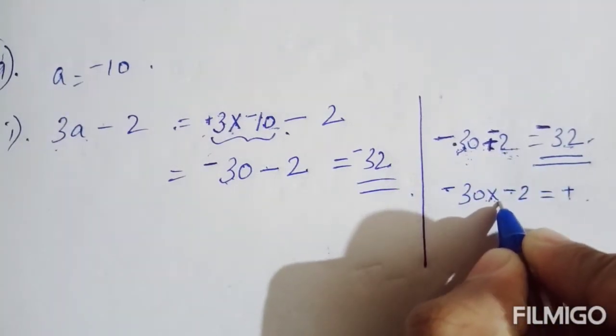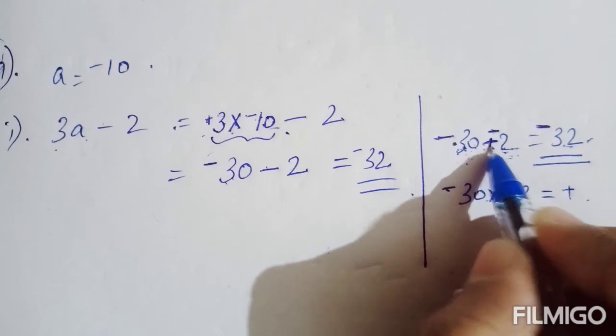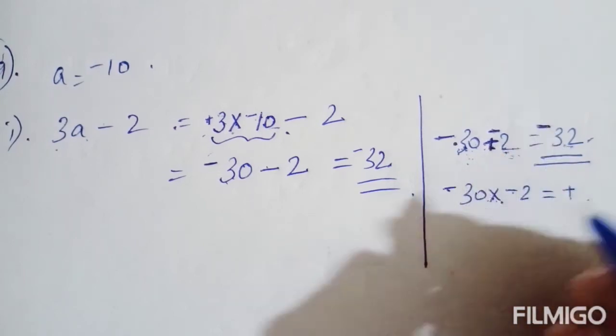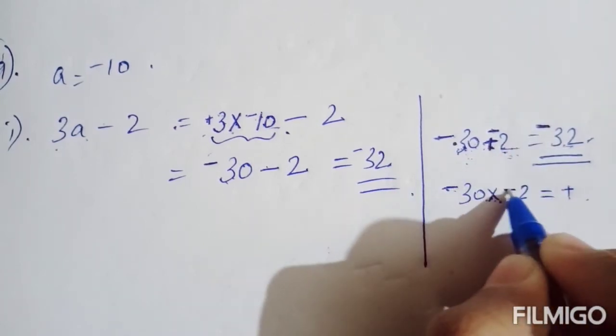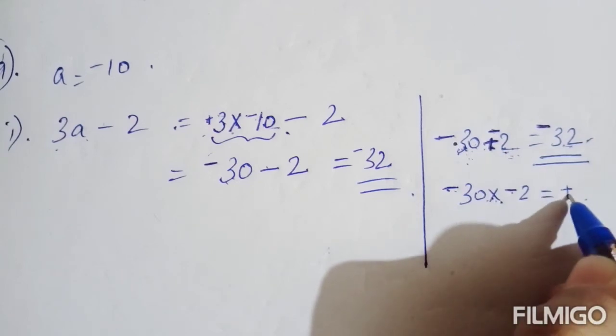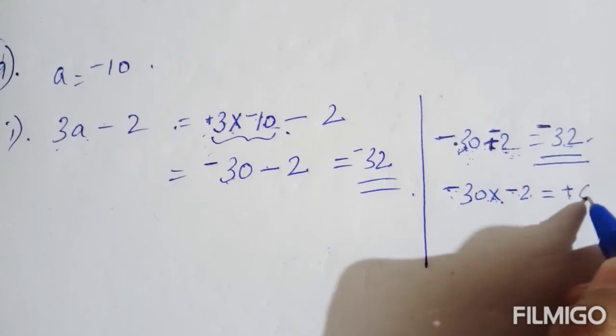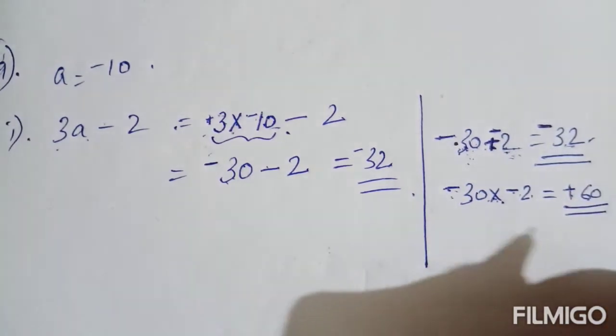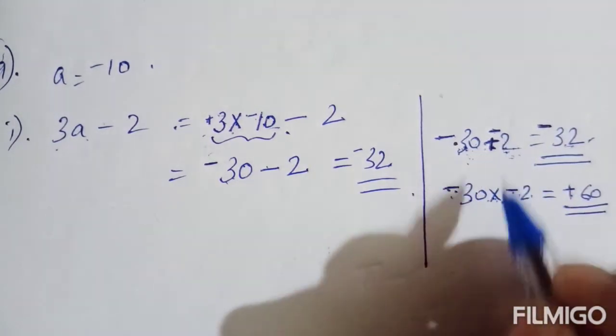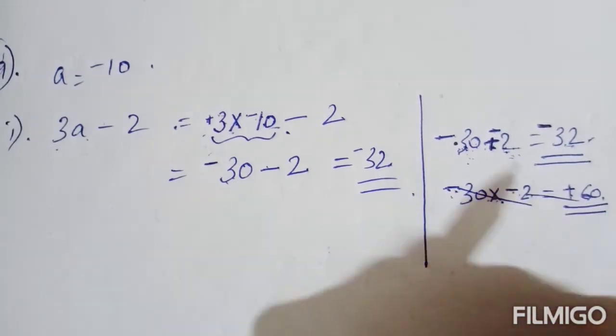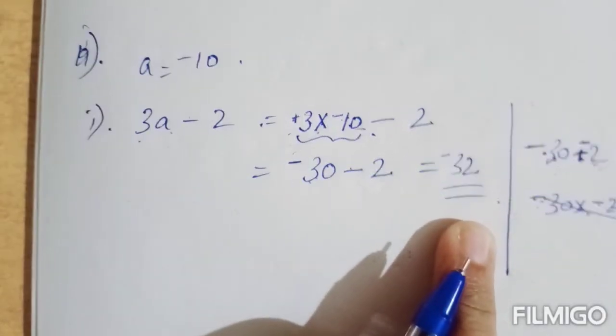That is the difference. Addition of two negative numbers, you will get a negative number. Multiplication of two negative numbers, you will get a positive number. Negative into negative is positive. 30 into 2 is 60. Negative 60 will be the answer. Okay, don't change this. So minus 32 will be the answer here.